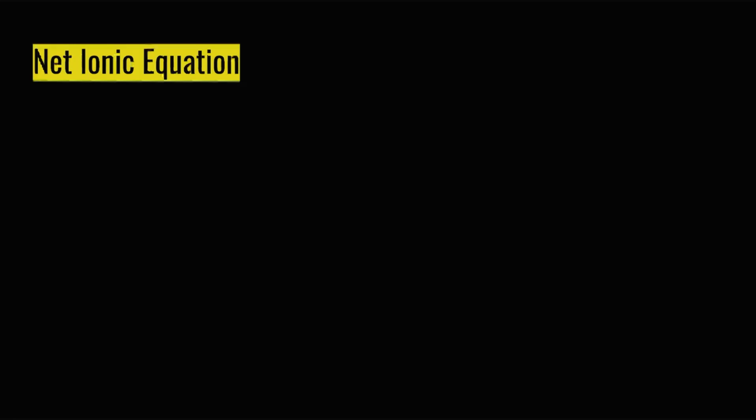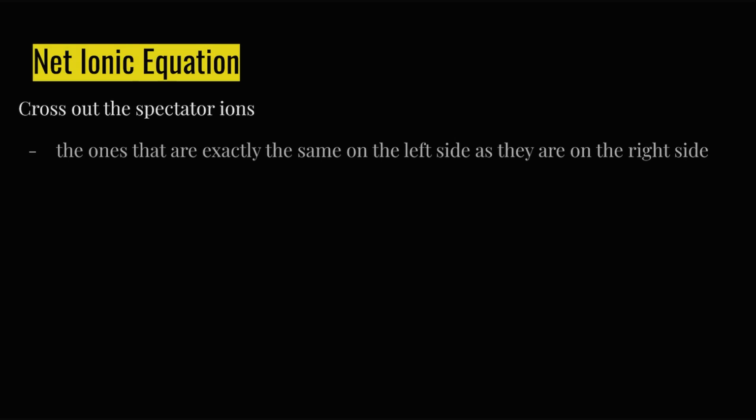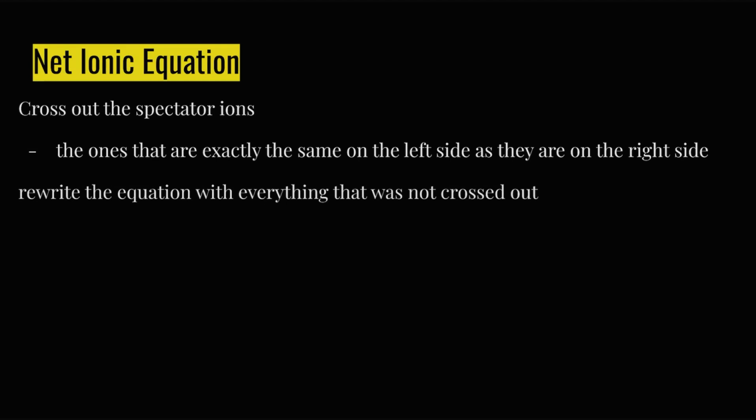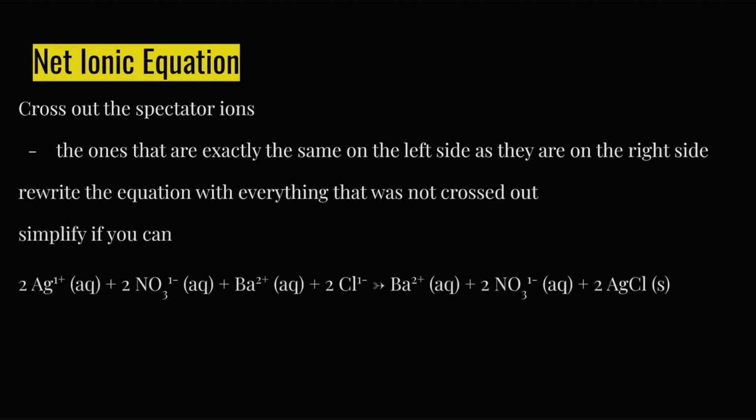So that leads us to this thing called net ionic equation, where we cross out the spectator ions, which are the ions that are exactly the same on the left side as they are on the right side. Okay, and then we're going to rewrite the equation with everything that's not crossed out. So here is our complete ionic equation. Nitrate is the same on both sides. Barium is the same on both sides. So we cross them out because they didn't change chemically. Right? These things are exactly the same on one side as the other. They are just watching, right? They're spectators. They do not interact in the reaction.